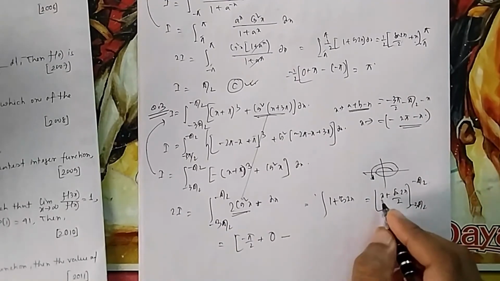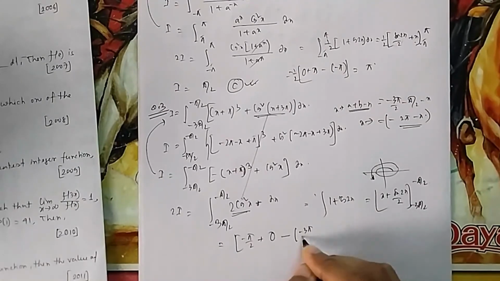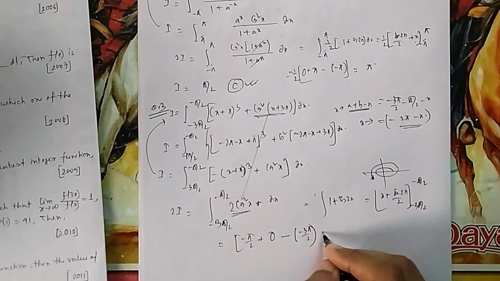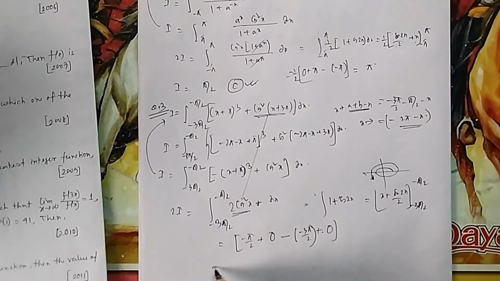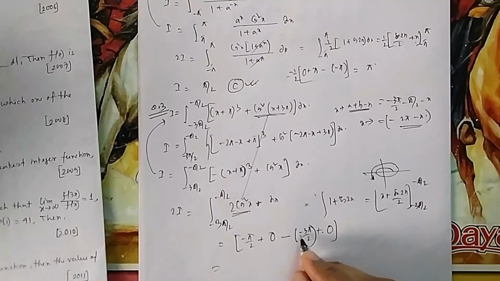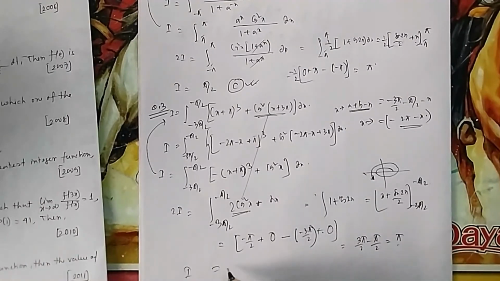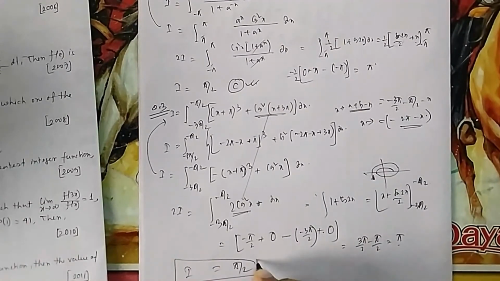If we apply this one, instead of x, it is minus 3 pi by 2. Again if you apply 3 pi by 2, with 3 pi cancelling, that is also 0. Whatever plus minus, I don't know, but 0 is 0. So it will be 3 pi by 2 minus pi by 2, that is pi. Therefore your I will be equal to pi by 2. So that is your option B.